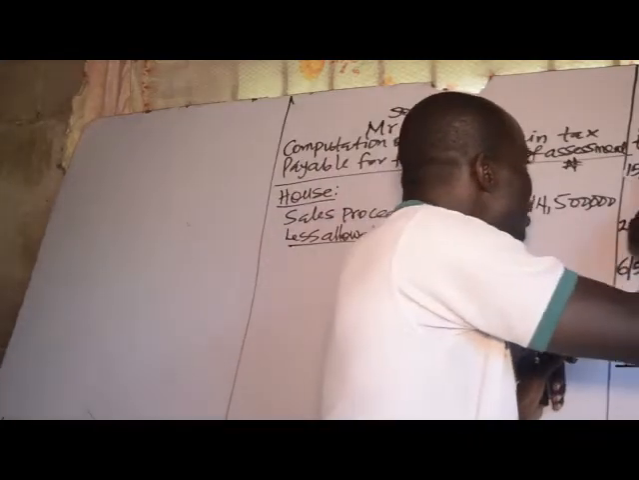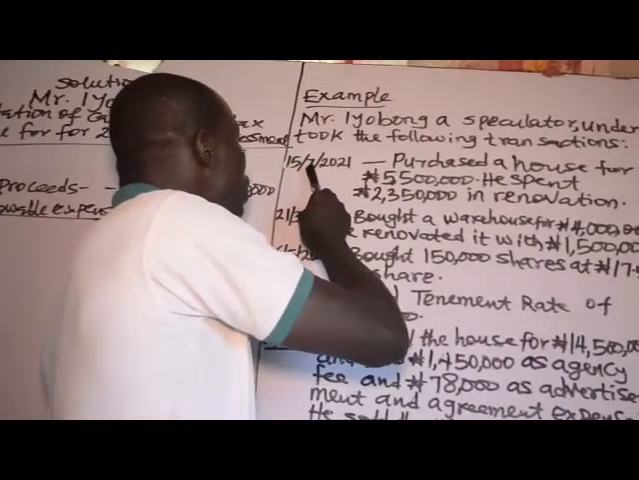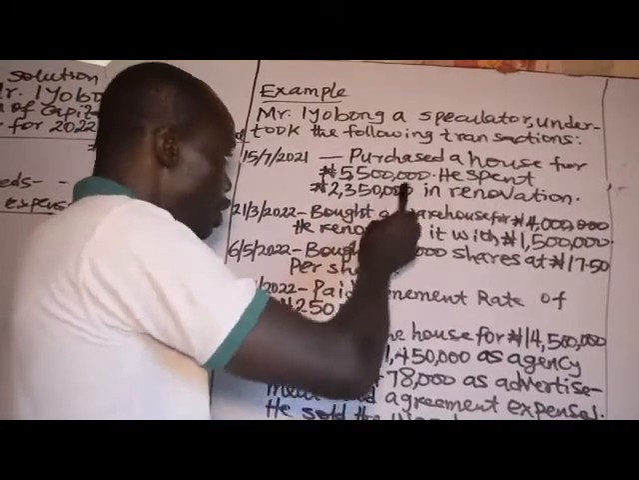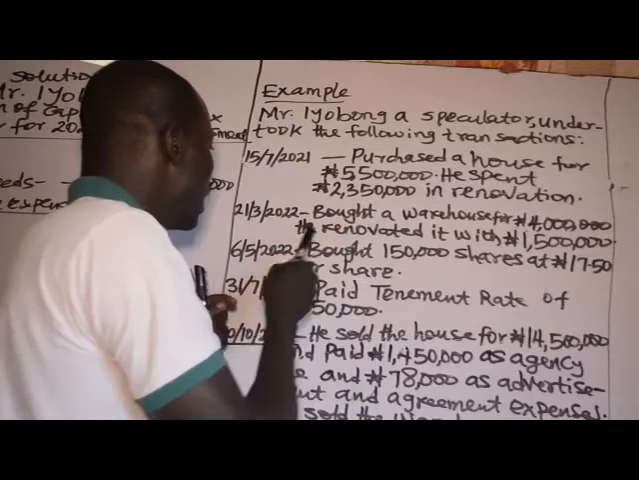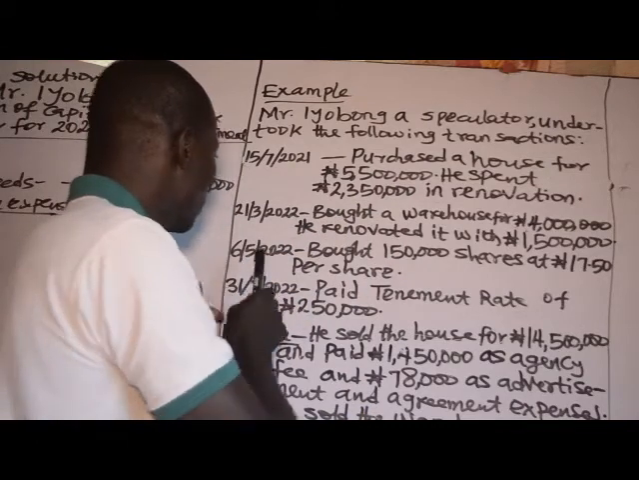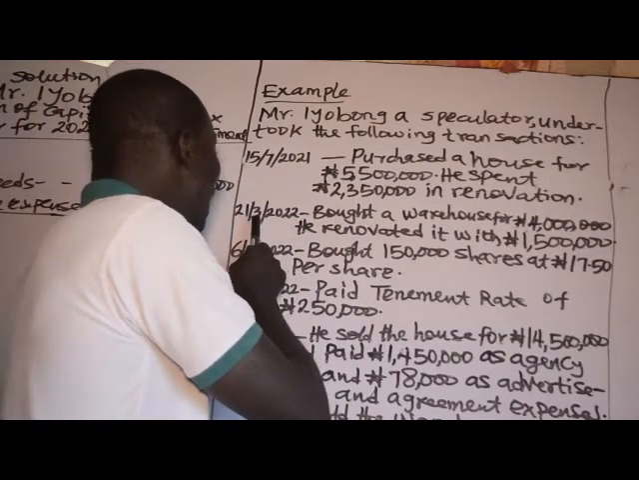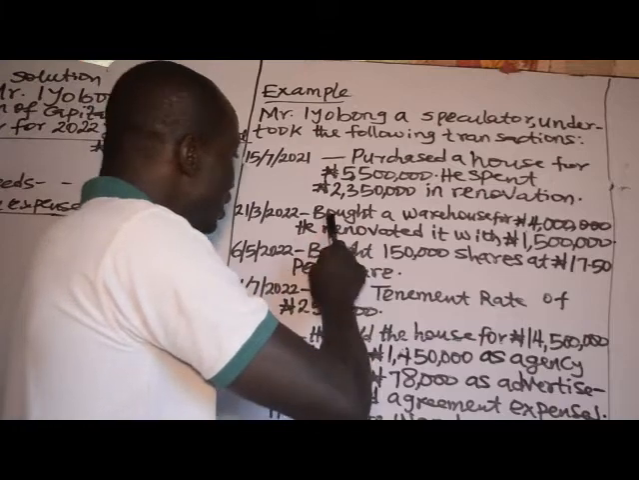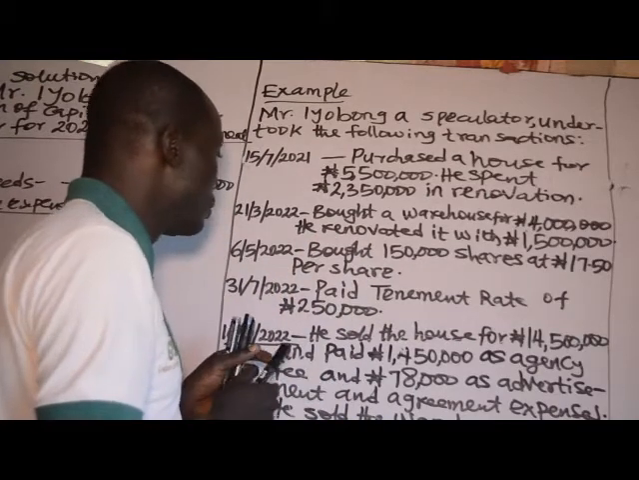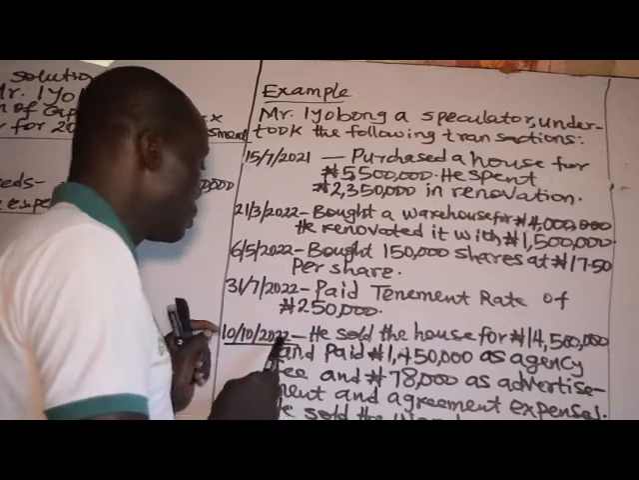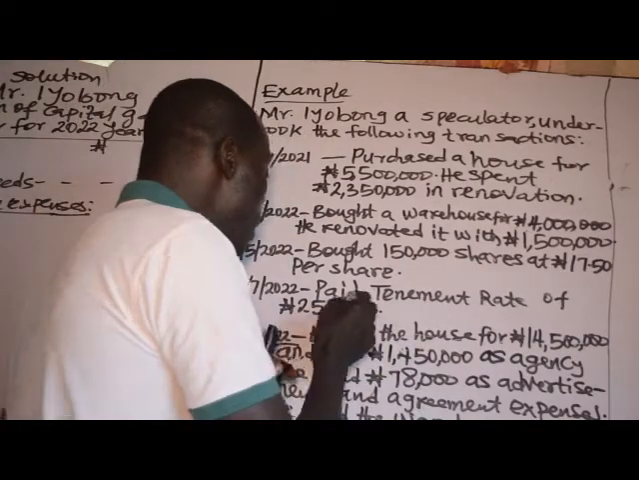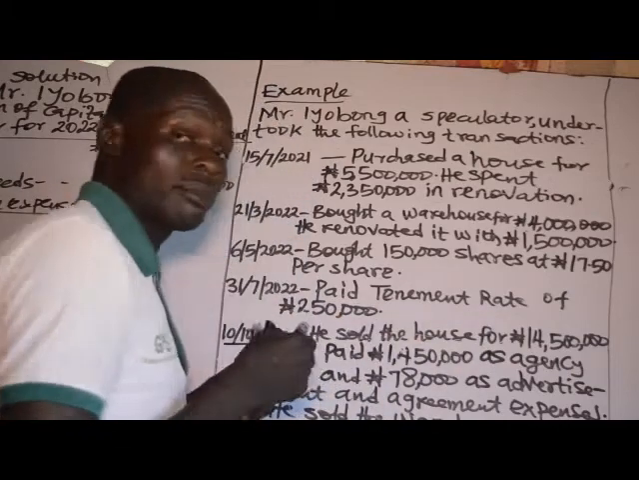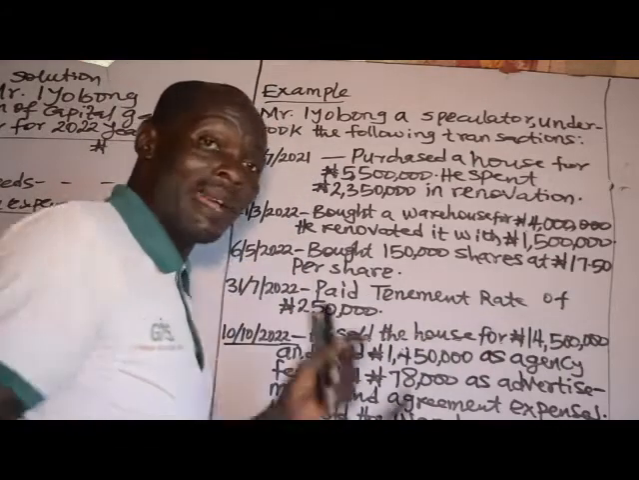If you look at the 15th of July 2021, we have the acquisition. So the expenses there were incurred in connection with the acquisition. On the 21st of March 2022, this is a purchase as well, which is acquisition. This is also a purchase. Pay tenement rate. Tenement rate is not an allowable expense under CGT. It's a revenue expenditure.